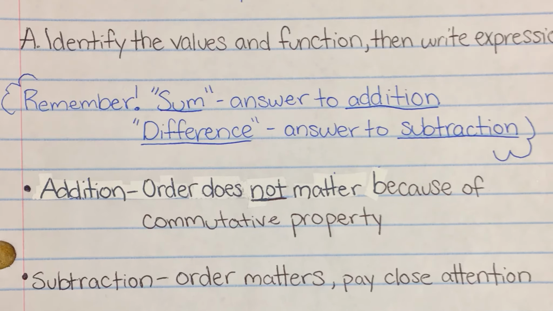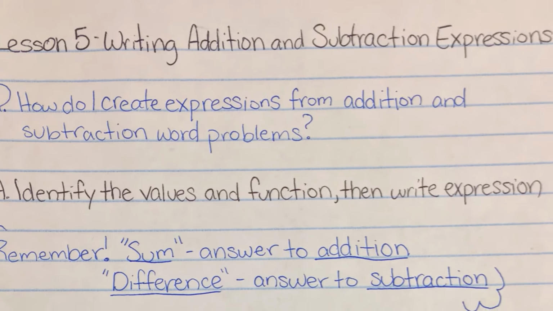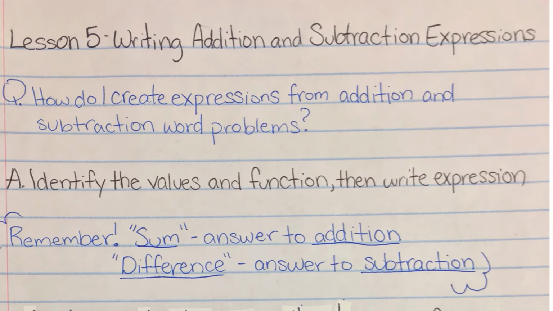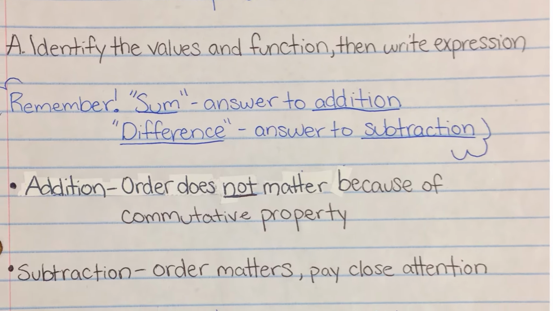Alrighty, so let's jump right in and take a look at the question we hope to answer by the end of this lesson. How do I create expressions from addition and subtraction word problems? So looks like today we're going to be looking at word problems and turning them into mathematical expressions. The answer: we need to identify the values and the function. Values are just the numbers, function is what type of problem it's going to be, and then write the expression. Pretty basic.